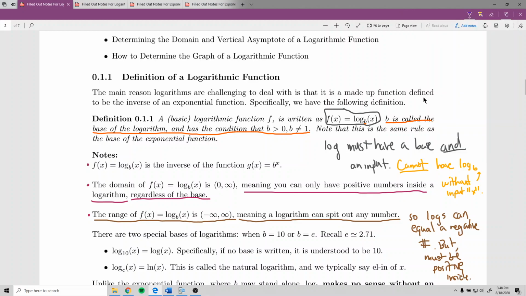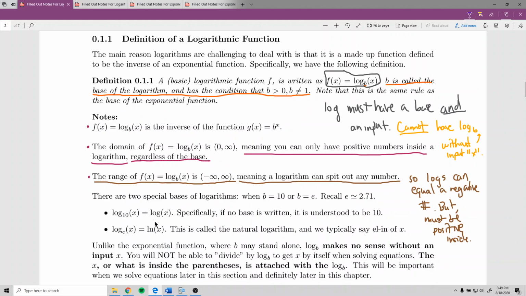All right, even though we haven't actually written a log example yet, there are two examples that are very special as far as logs go, two special bases. It's log base 10. When we deal with log base 10, very often you will see no base written, and it's understood to be 10. It's not that there's not a base, it's just base 10.